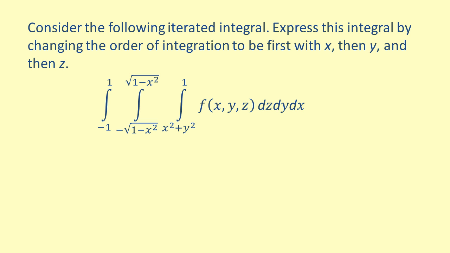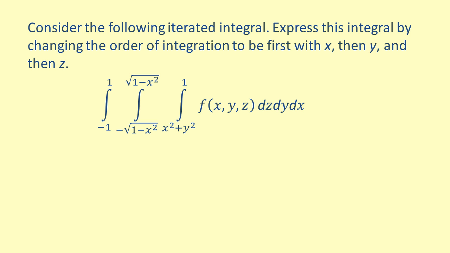Let's look at a problem that involves changing the order of integration of an iterated integral. We'll first take a look at region E and examine its projections on two of the coordinate planes. We could look at all three projections, but you'll see that two are similar.